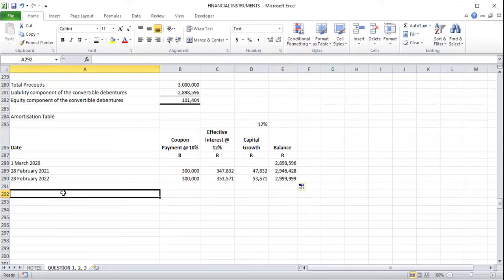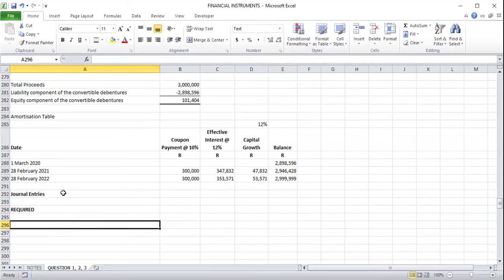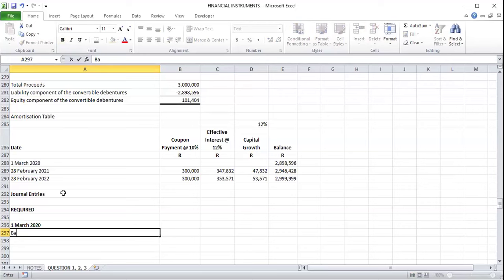Right, now our journal entries. They only want 2021. So let me just mention that they required it here so that you know what to do there. Remember that our year ended 28 February 2021, which starts on 1 March, the date that we bought the debenture. So it's 1 March 2020. We'll debit our bank because we're receiving money.